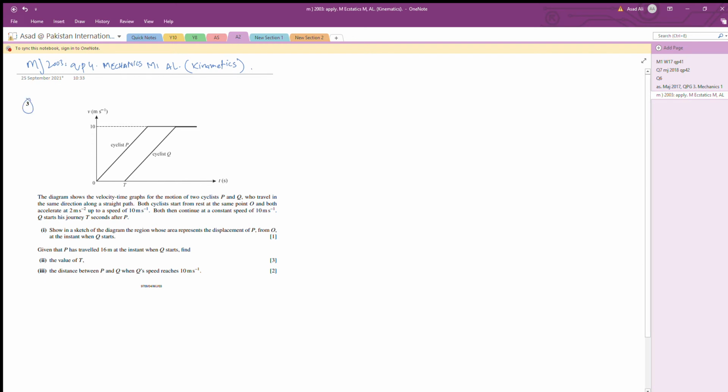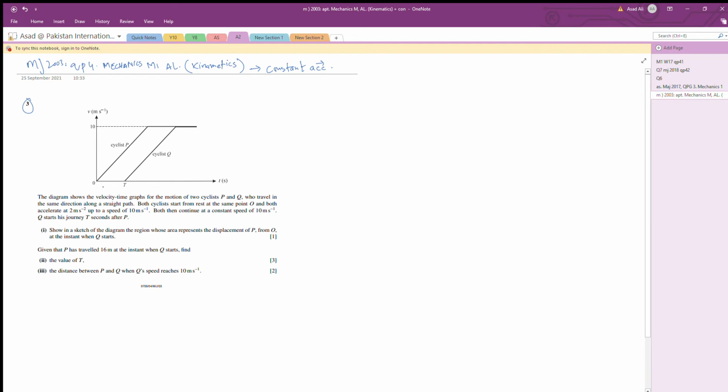This is question 3 from May-June 2003, question paper 4, mechanics 1 for A Level, kinematics. Basically we are doing kinematics, constant acceleration, moving objects. Now this question is given to us. A diagram is given in this question. In some questions they ask us to make diagrams, and here the diagram is already given to us.